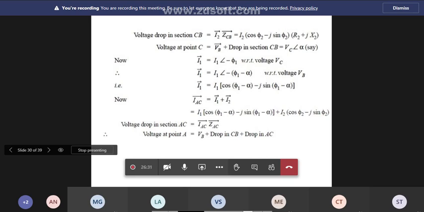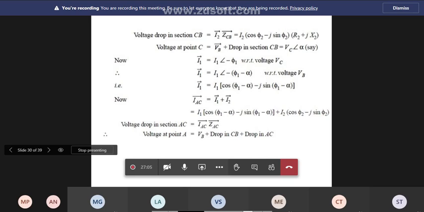Now I1 at an angle minus phi 1. Now we have to subtract, right? Phi 1 is the individual, alpha is the total load voltage. That's why phi 1 minus alpha. So cos of (phi 1 minus alpha) minus j sin of (phi 1 minus alpha). Like that, first we have to calculate. So phi 1 minus alpha is the only difference. I2 has no change.